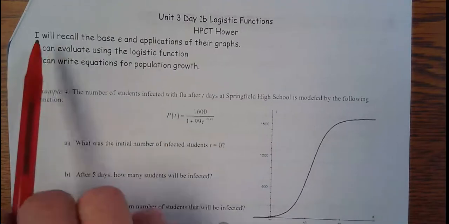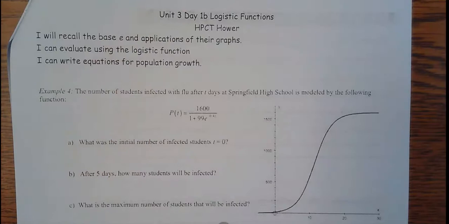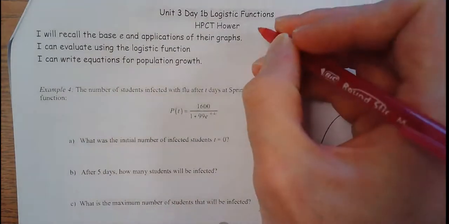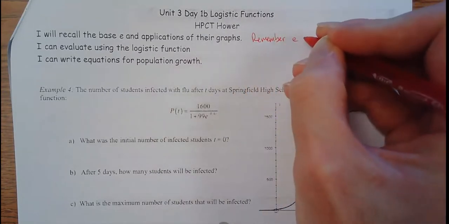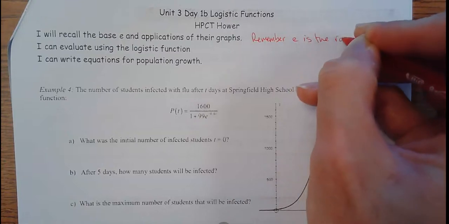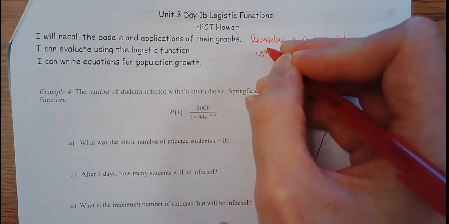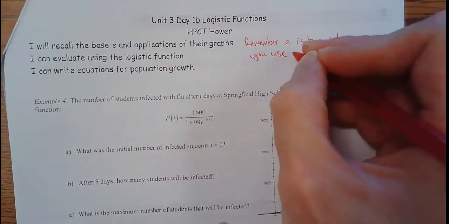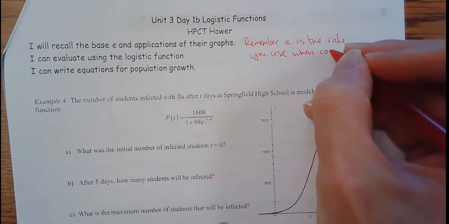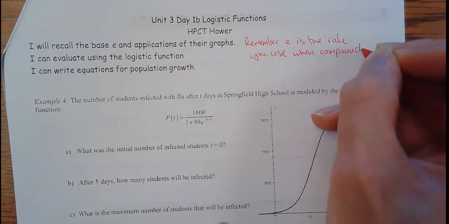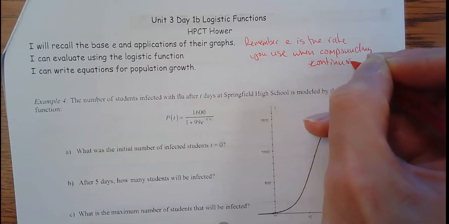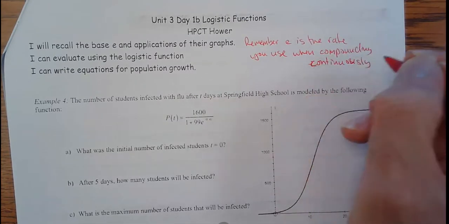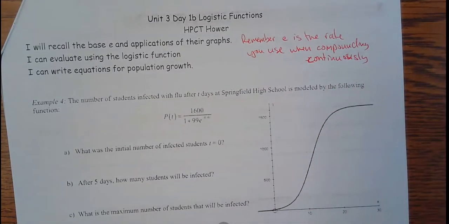So our learning targets here: I will recall the base e and applications of their graphs. Something to think about: if you remember from Algebra 2, e is going to be the rate that you use when compounding continuously. Terrible spelling. Continuously. Or something's growing continuously or decaying continuously.